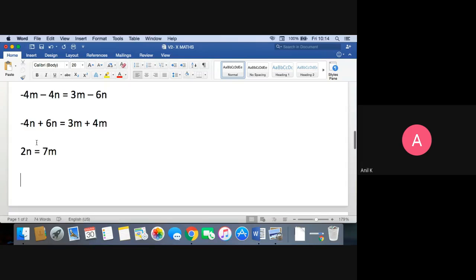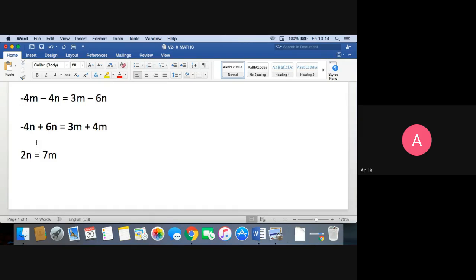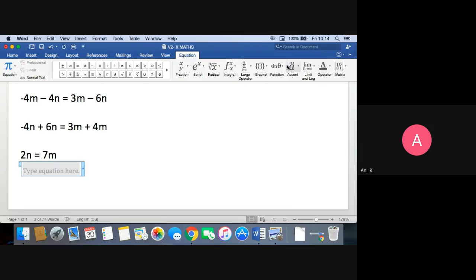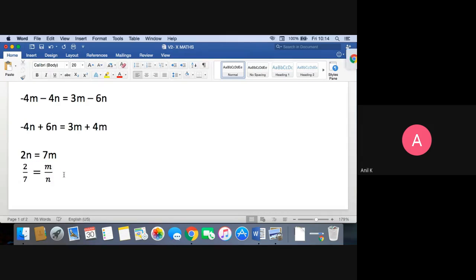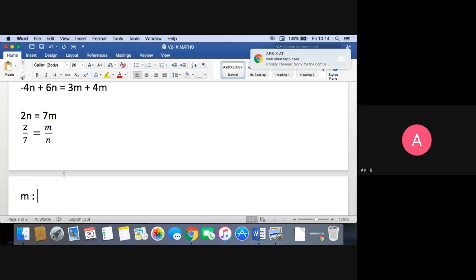Now you want the m by n value because the ratio is m is to n. So if I want the m by n value, what you can do here is write this as 2 by 7 is equal to m upon n. N is transferred to the right hand side and 7 is transferred to the left hand side. So it will become 2 by 7 equals to m by n. So final step, m is to n is equal to 2 is to 7. So we got the ratio as 2 is to 7. Is that clear for everyone?